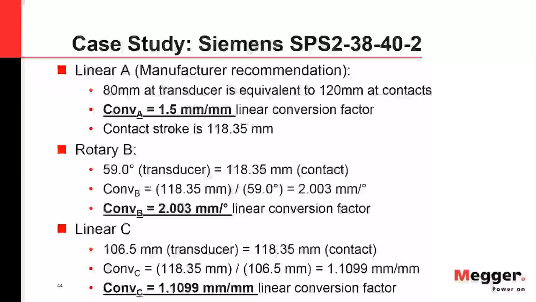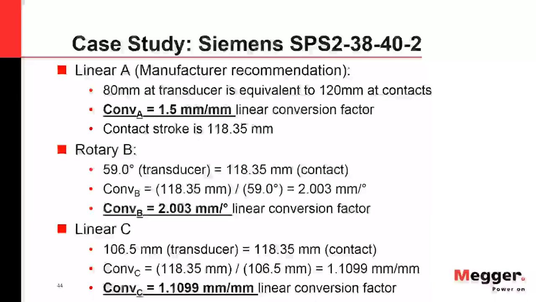But now let's look at what the manufacturer said. They said, okay, measure here, connect your transducer to your mechanism, and then the 80 millimeters of movement at the transducer is equivalent to 120 millimeters at the contact. So really you need to use a conversion factor of 1.5 millimeters per millimeter. So if we look at this, our contact stroke is 118.35 millimeters measured here.